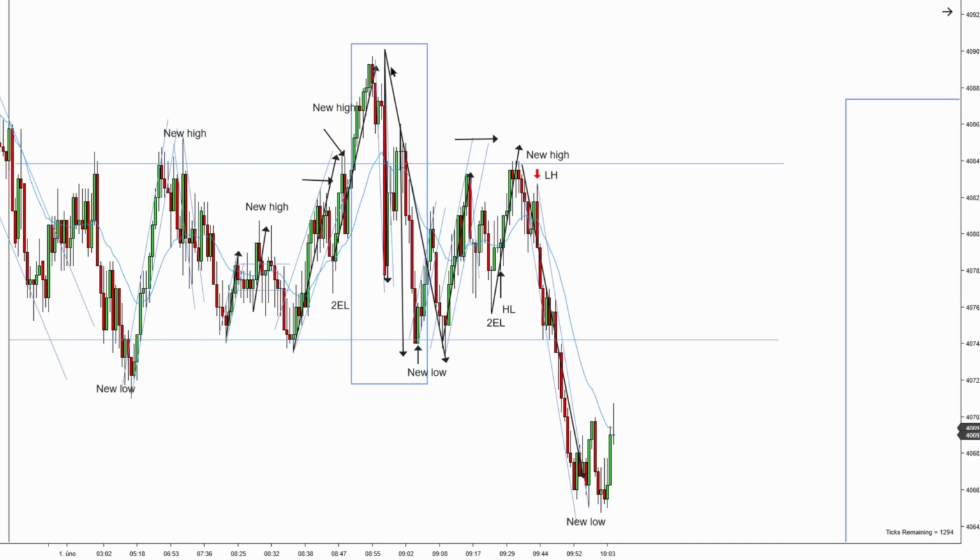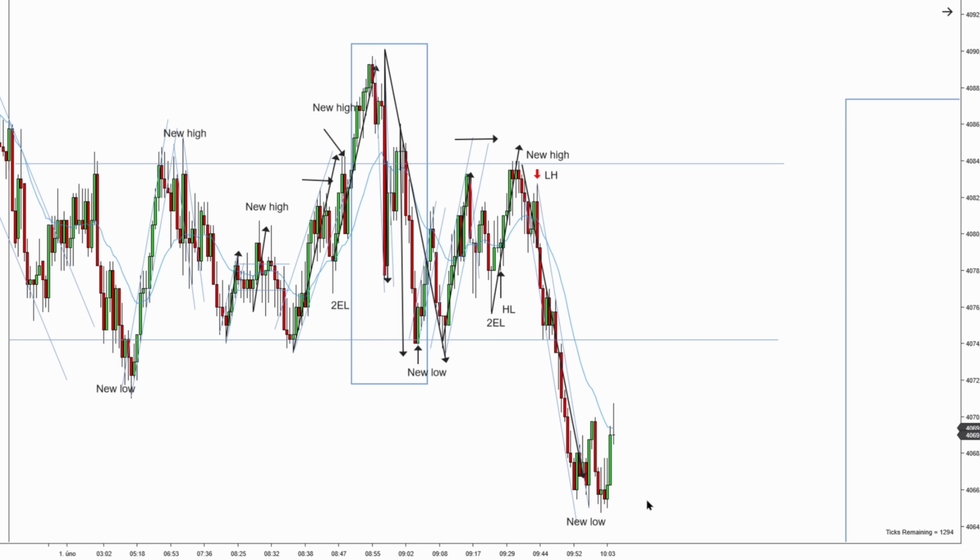You have a larger two-legged pullback, a shorter-term one, a bigger one, a two-legged pullback here, and even a tiny two-legged pullback here. So the market is truly moving in pairs of twos. So we have a larger two-legged pullback. So most likely this breakout will fail again and we will pull back into the trend range.